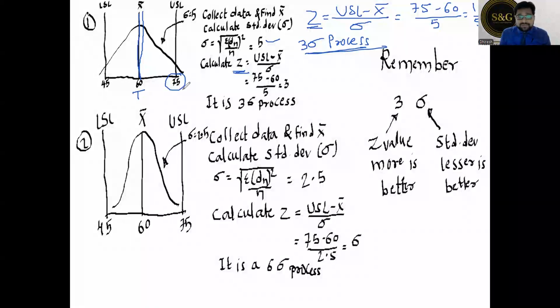If my USL is 75, my mean is 60, and my standard deviation is 5, then it is a 3 sigma process. Are you clear? Just type yes in the chat box. Clear everybody? Just give me yes in the chat box.